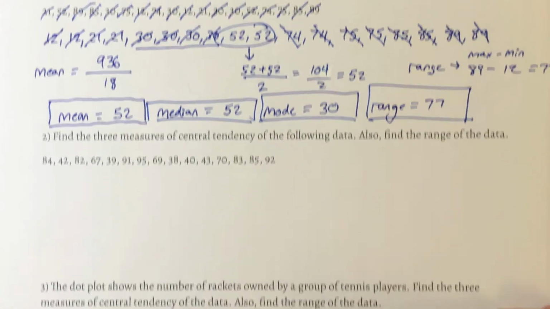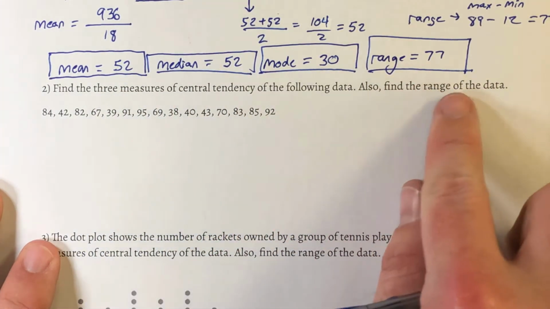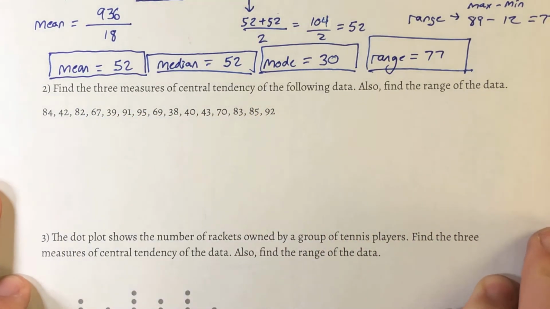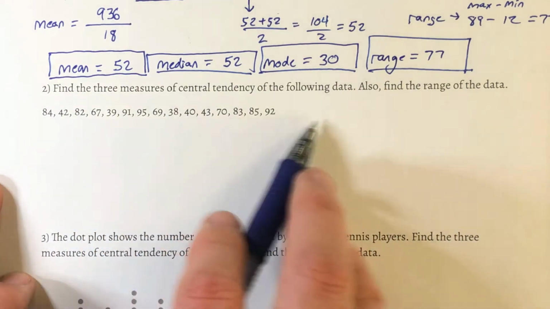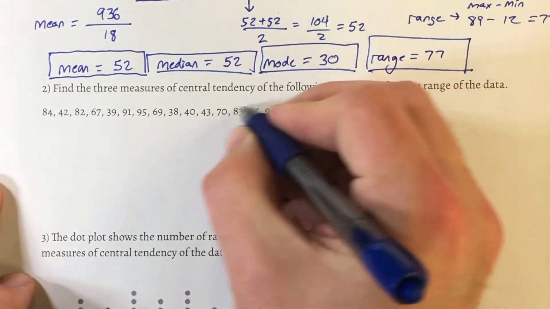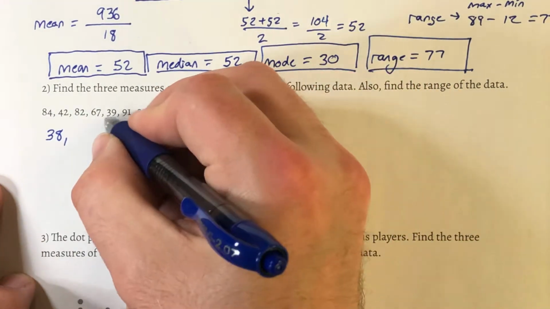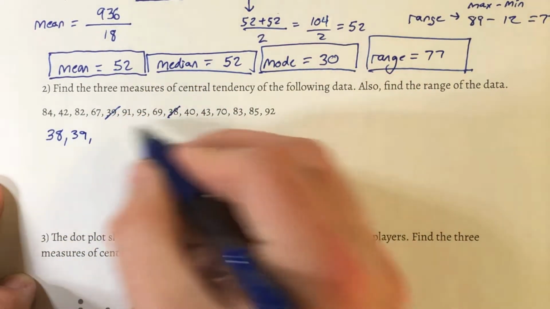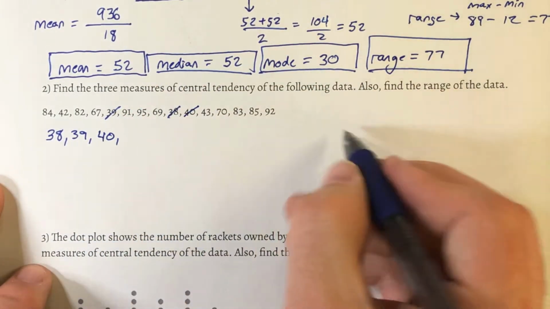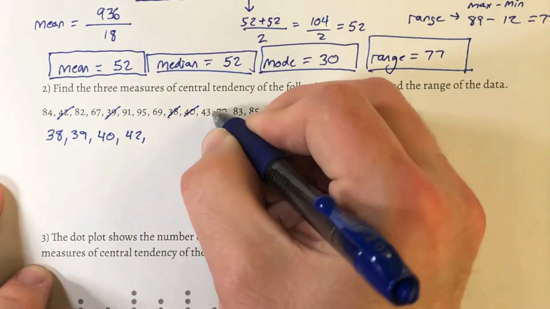All right, our next example, we're going to find the three measures of central tendency of the following data. Also, we're going to find the range. So these are not listed in order, so that's our first step. See, no 10s, no 20s, 30s. So I see a 38 and a 39. Next, 40s. There's a 40 right there. Next, 42. 43. Where was it?